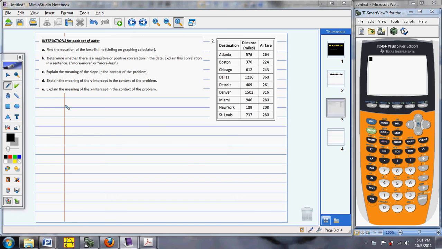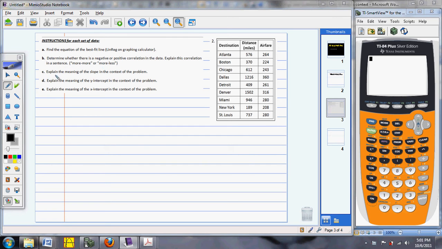Okay, so this is problem number 2 on the Trig homework and the Algebra 2 homework. What we're going to do is follow these instructions for this set of data. First, we're going to find the equation of the best fit line using linear regression on your graphing calculator. Next, we're going to determine whether there's a negative or positive correlation in the data. Explain this correlation in a sentence, which is either a "the more, the more" or a "the more, the less" relationship.